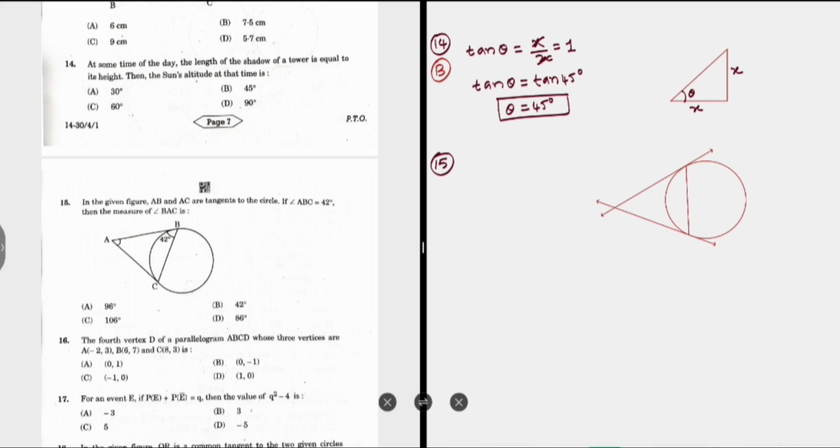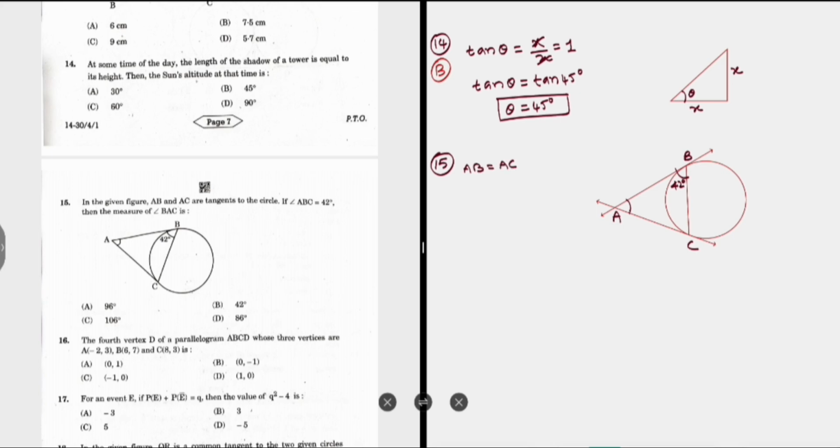Right. Now here this point is A, this is B, this is C. This angle we have to find out. This angle is given 42 degrees. And in this figure we know AB is equal to AC. You know why AB is equal to AC?